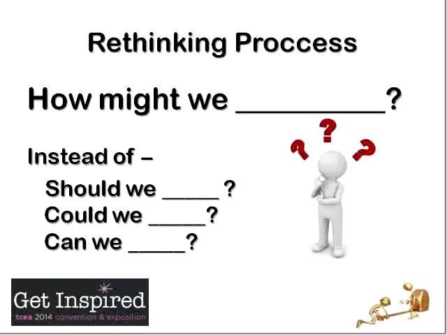And part of the rethinking process, the redesign process, is how might we blank? And you ask yourself, how might we improve this or improve that? Instead of asking, should we, could we, can we blank, those are deferred judgment, and some people may be turned off and feel like there's not value to improving that situation or coming up with a new process.